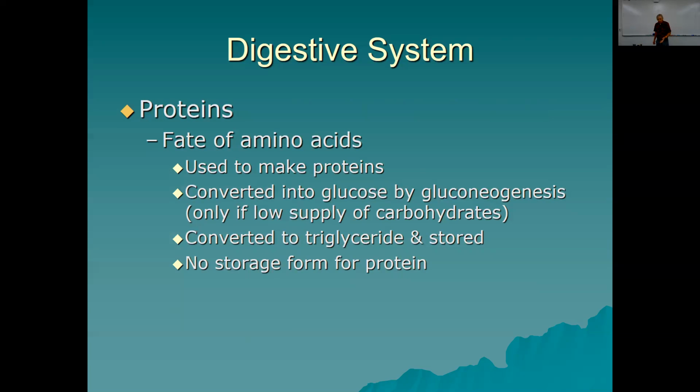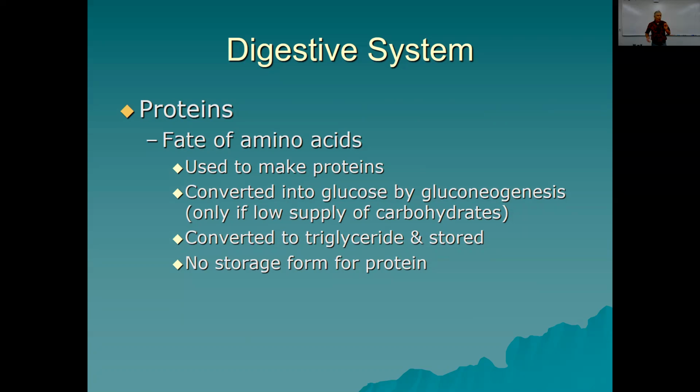And even though proteins are caloric, that is, you can get calories from them, you can break them down to ATP, we generally don't do that unless we eat way more protein than we need to make new cells, to make proteins, to make enzymes, to make hormones. If that's the case, then we usually convert it to either carbohydrate or fat. There is no storage form for protein.